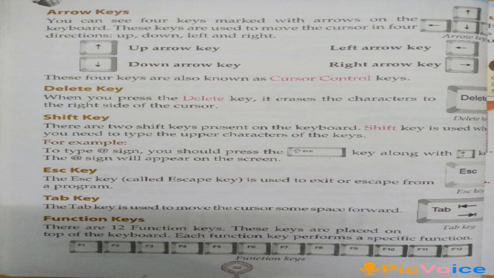Esc key. The esc key, or called escape key, is used to exit or escape from a program. Tab key. The tab key is used to move the cursor some space forward. Function keys. There are 12 function keys. These keys are placed on top of the keyboard. Each function key performs a specific function.